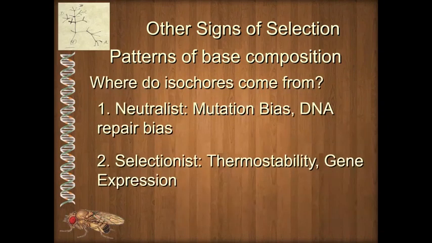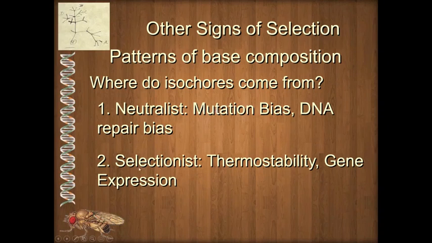Okay, and so these isochores can be based on mutation rates and if there's bias in DNA repair. So it might not be really any sort of natural selection at all. It just might be there's some sort of a bias in the mechanisms that are generating the patterns. And so that's something that we cannot always rule out.